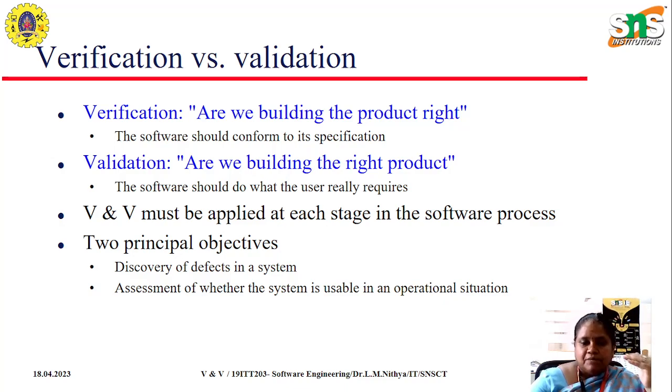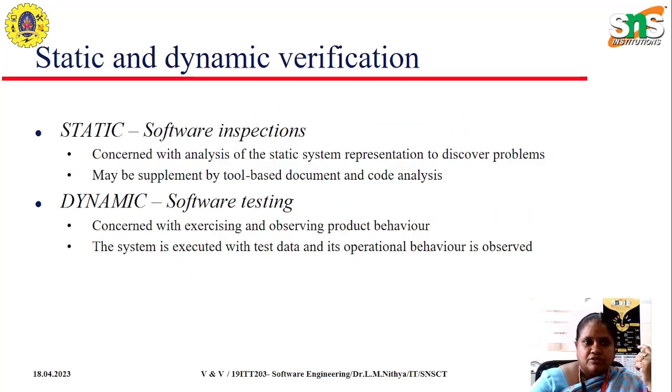Okay. So that is why there is a difference between verification and validation. Verification is building software as per a statement, called requirements. Validation is nothing but checking whether the product which we have built is as per the needs of the customer. So this V and V must be applied at each stage in the software process. There are two principal objectives: discovery of defects in the system and assessment of whether the system is usable in an operational situation. So these two objectives are to be taken care of while building our software.